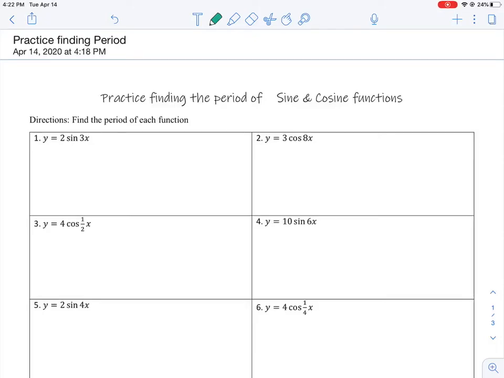Hi everyone, after looking at your submissions, I feel like the one thing that we are struggling on is finding the period of the sine and cosine functions. So I want to take today to just practice that. So we are finding the period of these functions.